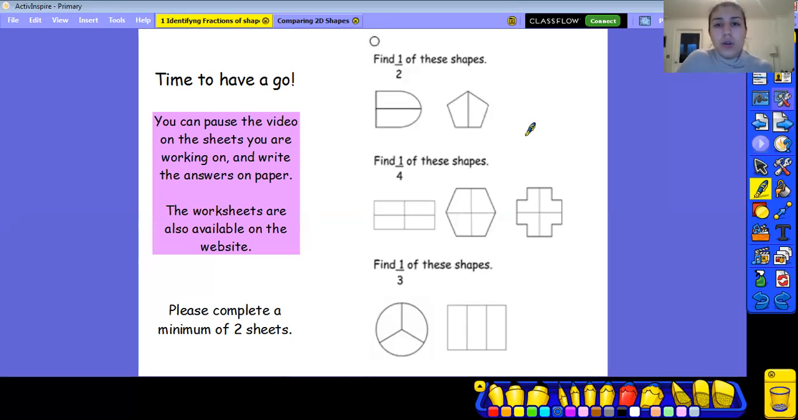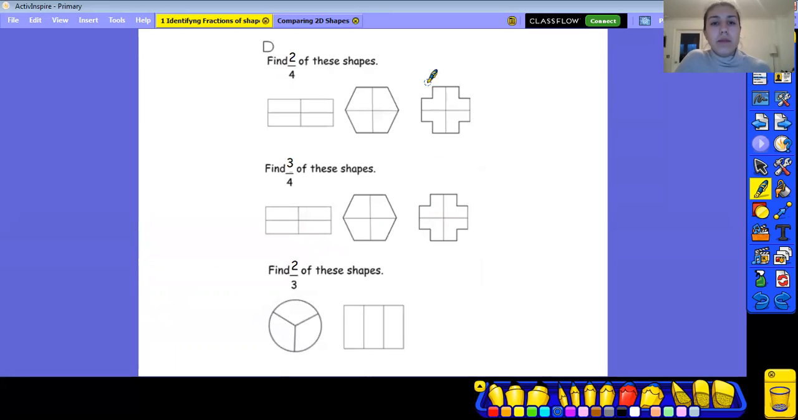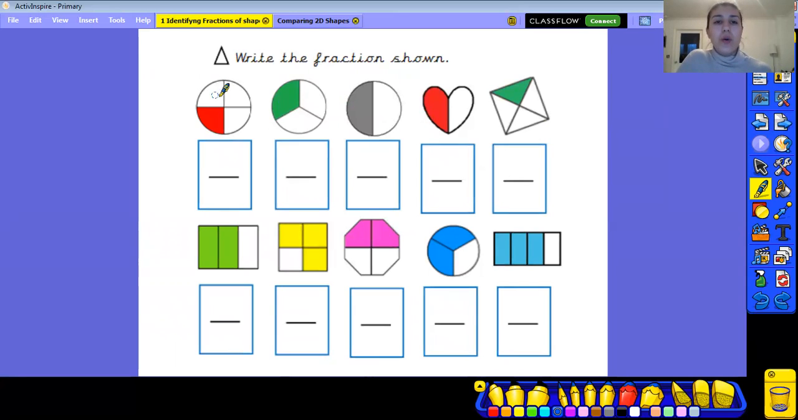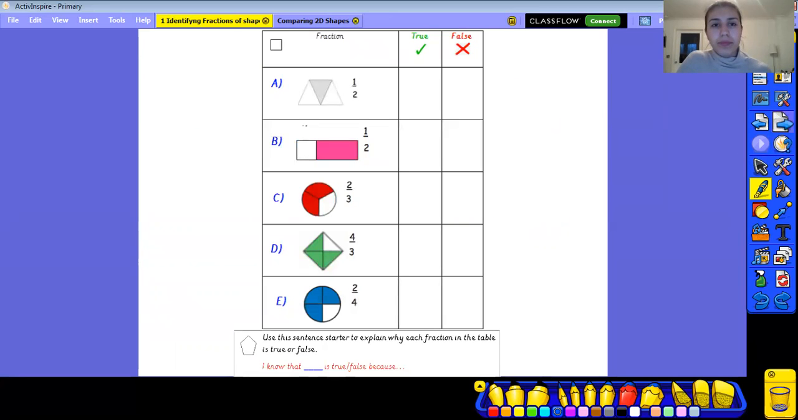Circle sheet, you need to find half of these shapes. Okay, so circle sheet, you just need to shade 1/2 of these shapes, 1/4 of these shapes, and 1/3 of these shapes. The semicircle sheet, you need to shade 2/4 of these shapes, 3/4 of these shapes, and 2/3 of these shapes. For the triangle sheet, you have got a selection of fractions and you need to write the fraction that is being shown by each image.